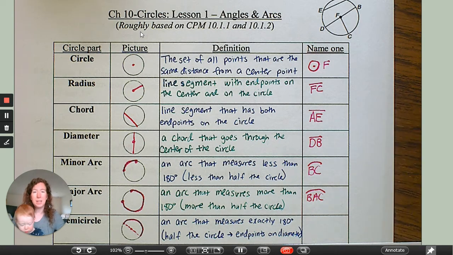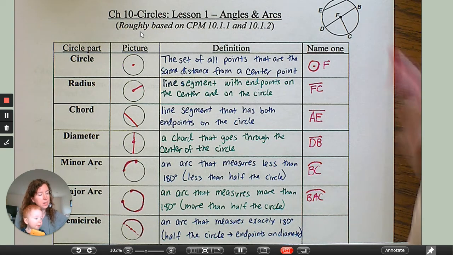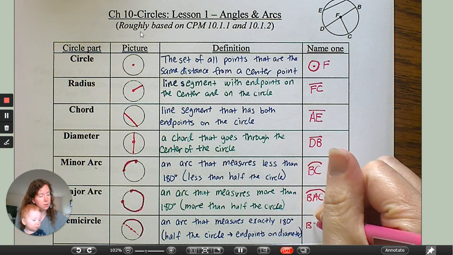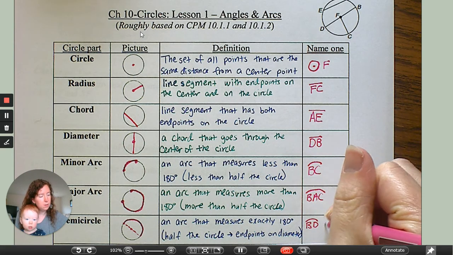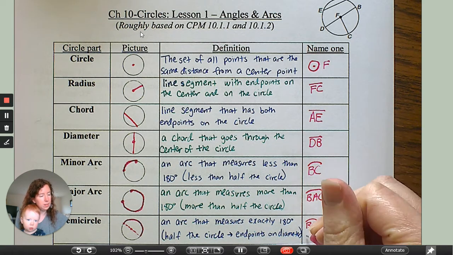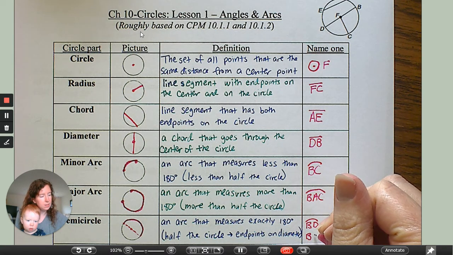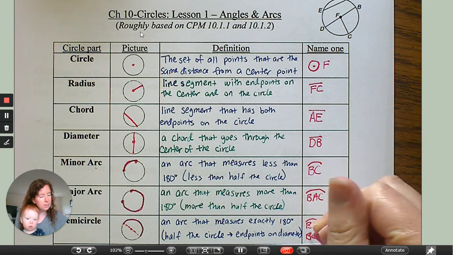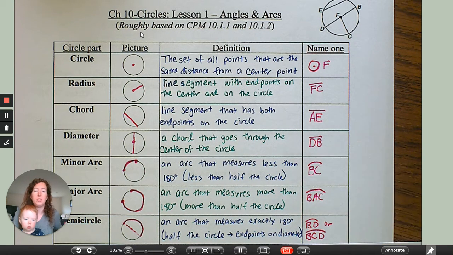Now, again, because it's exactly half the circle, you could just use 2 letters to name it, or you could use 3. So for instance, I could name this arc BD, or if you wanted to call it like BCD. So you could do 2 or 3 letters here. Now remember, we're only going around the circle for arcs, not through it. It's not an angle, it's an arc.